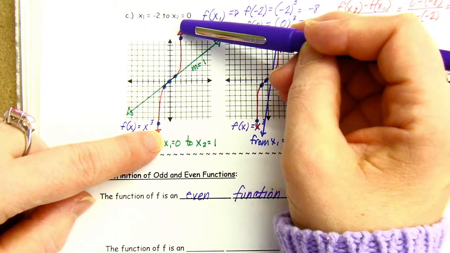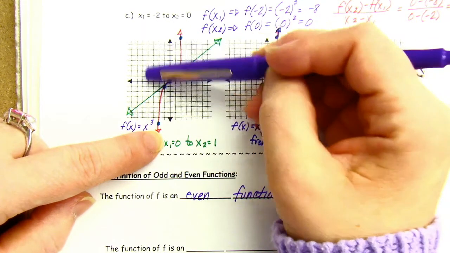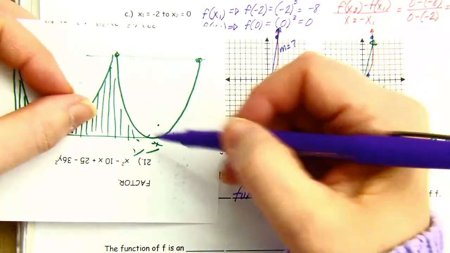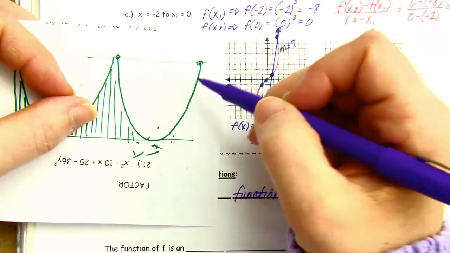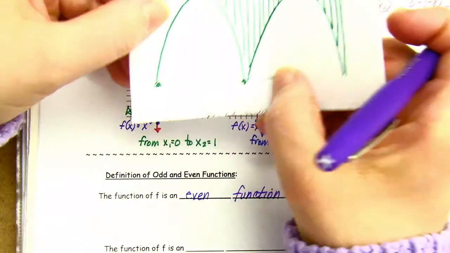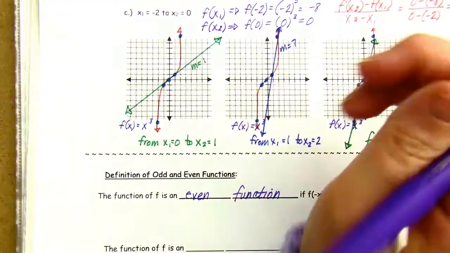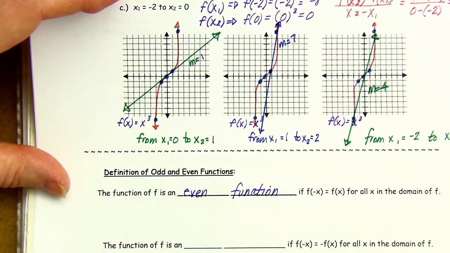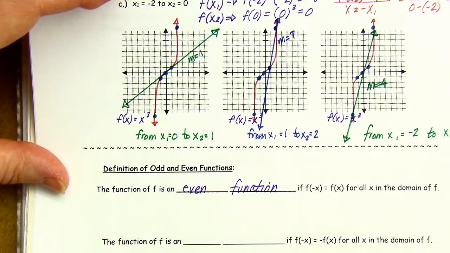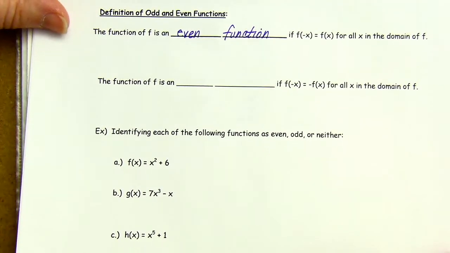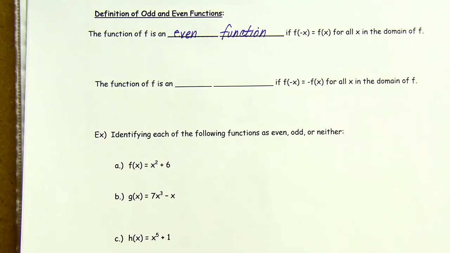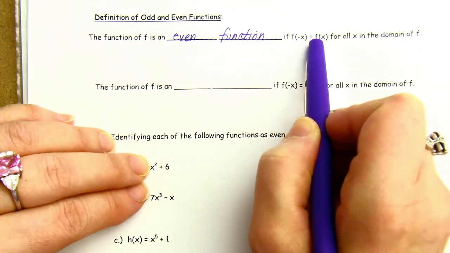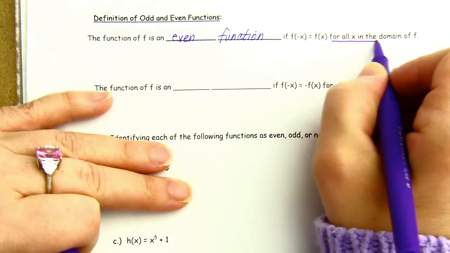If you think of a parabola, which has this shape, the ends of the graph go in the same direction, either both up or both down. So it's important for us to know what we're talking about when we are thinking about odd and even functions, because it's going to have a practical use for us later. All right, so the function of f is an even function if f of the opposite of x equals f of x for all x in the domain of f.